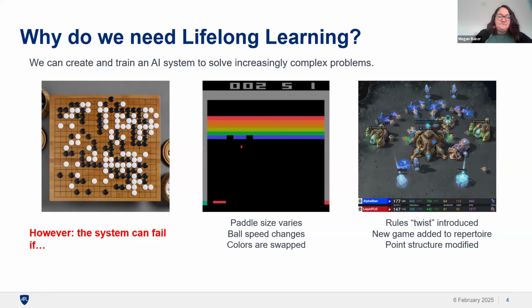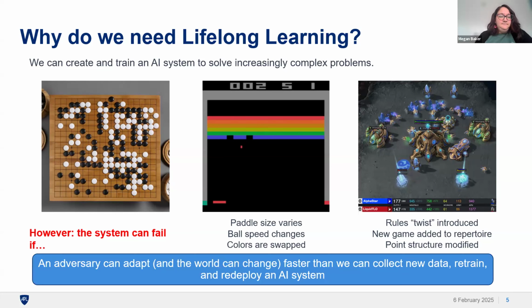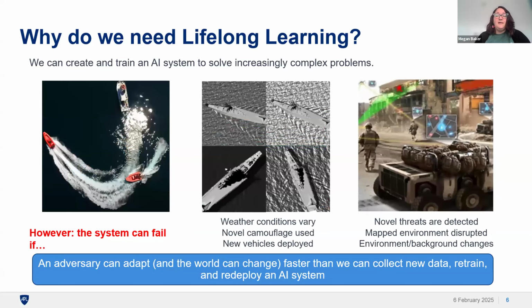But the point is that even small, seemingly inconsequential changes, or at least for how we interpret these changes, like if you change the color of the bricks in Breakout or vary the size of the paddle, you can end up having a system that completely fails, and that's not great. So unfortunately, despite these advances, these traditional state-of-the-art machine learning systems are really not capable of adapting as fast as the world or an adversary even could change. And this is a real problem.